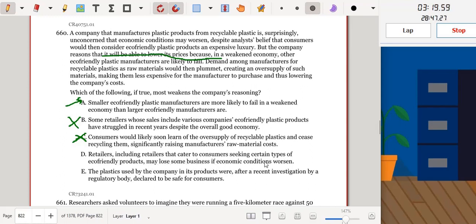Okay, so if they lose business, what do you want? That the oversupply of material would help the manufacturers to lower the prices, but this is not helping. The plastic used by the company in these products were, after a recent investigation by a regulatory body, declared to be safe for consumers. So this is not weakening at all. So this is the answer.